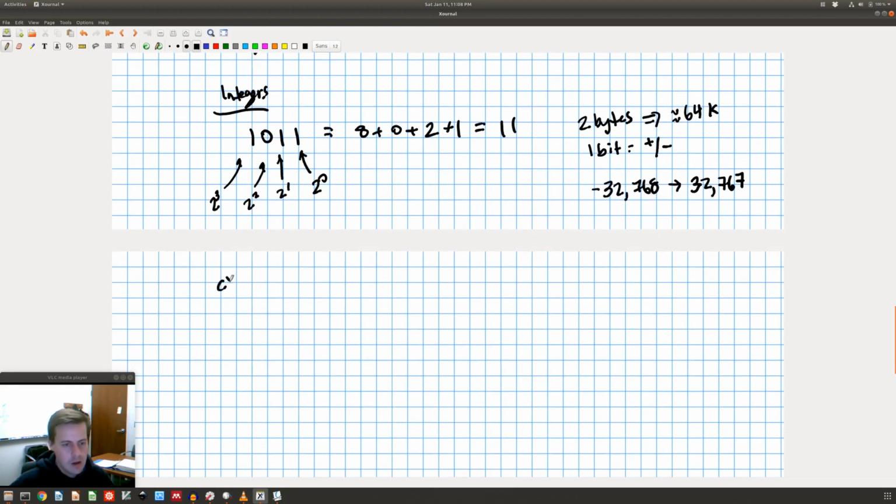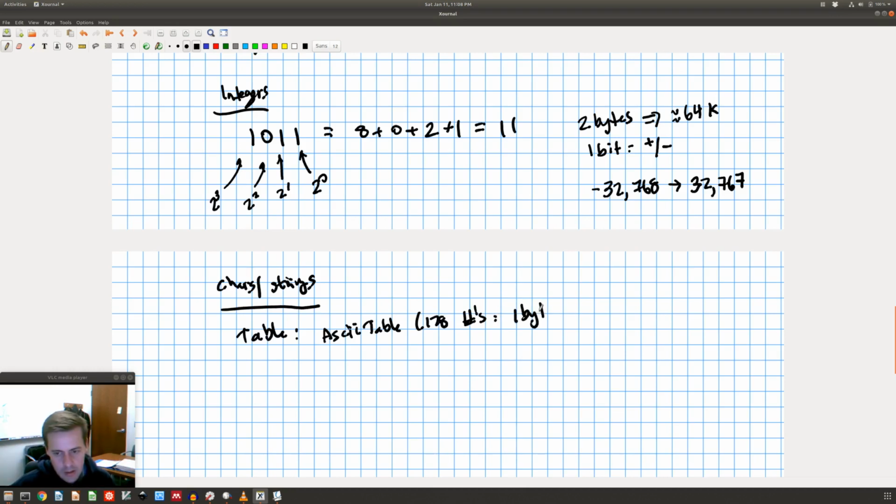Characters and strings are stored as follows. A character is stored in a table. There's basically a set of numbers where they say we're going to pick a certain number of bytes. The original table was called an ASCII table, and it only had 128 numbers, which was 1 byte. That was the original. And so the original capital A was 0, 1.